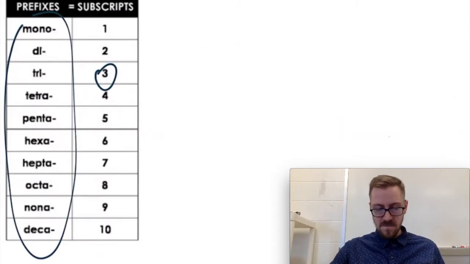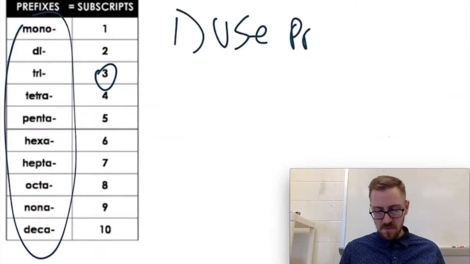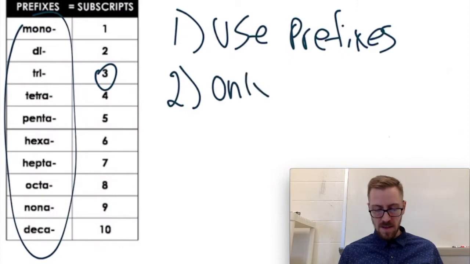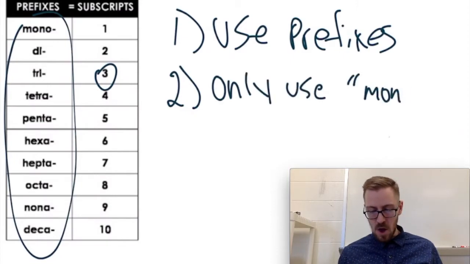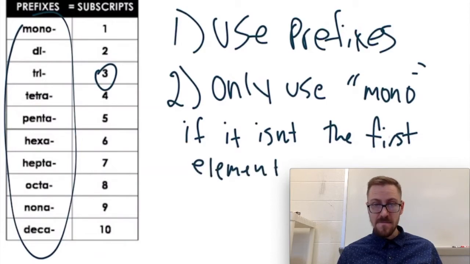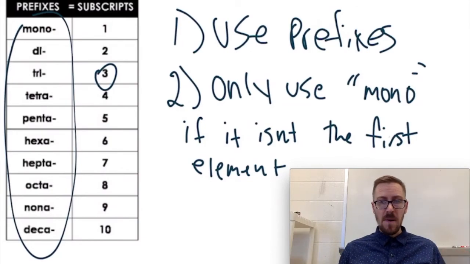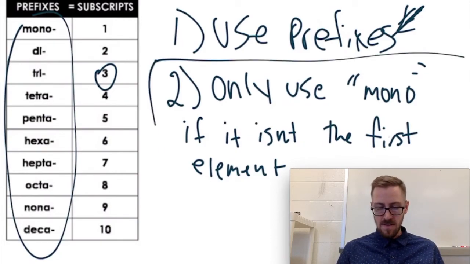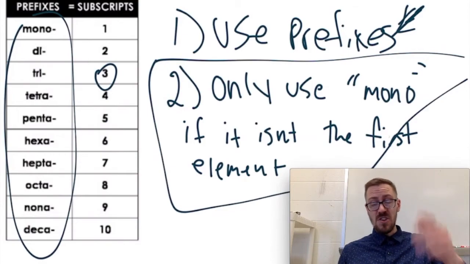I'll summarize them here. Rule 1, use prefixes. Use these word startings for all of them. Rule 2, only use mono if it isn't the first element. That's it. Those are all the rules. The confusing part comes into when do you use prefixes and when you don't. You use the prefixes if it's covalent. You don't use them if it's ionic. You always use all the prefixes unless you're using mono and it's the first one. That's the exception. Okay, this is Mr. Stewart. Keep learning no matter what.